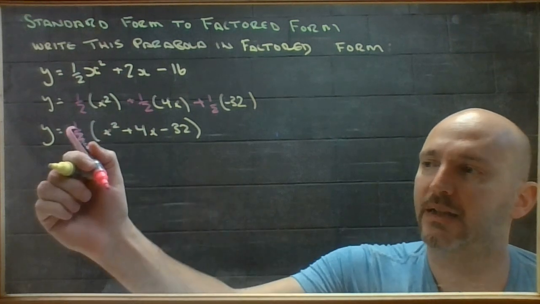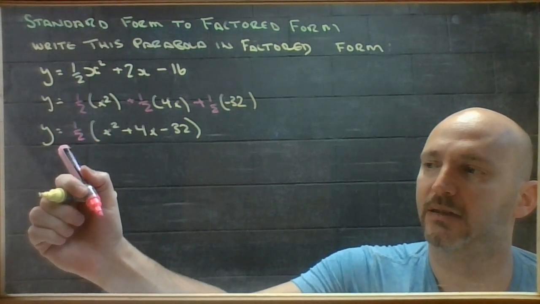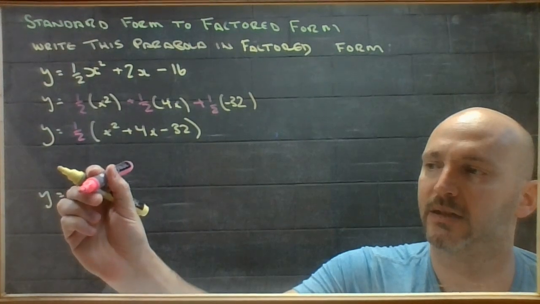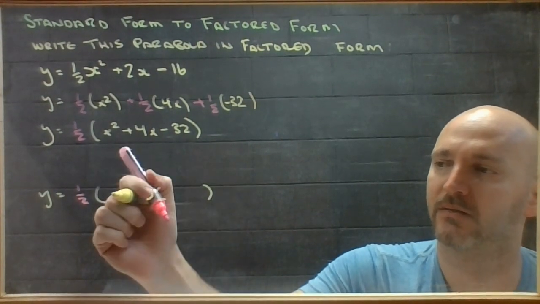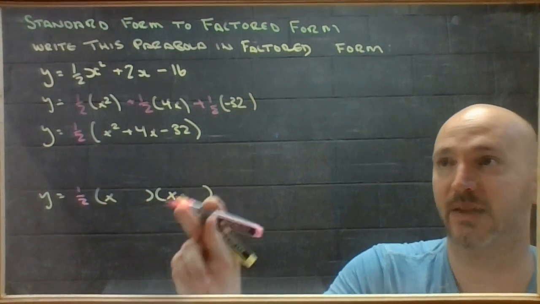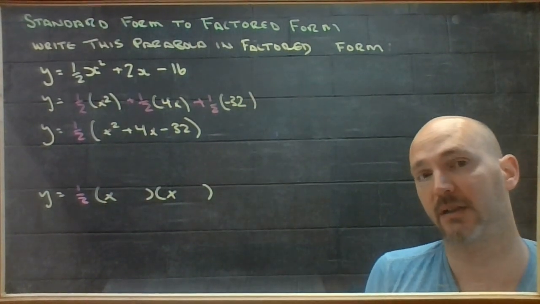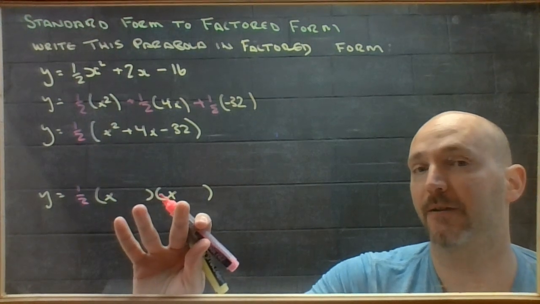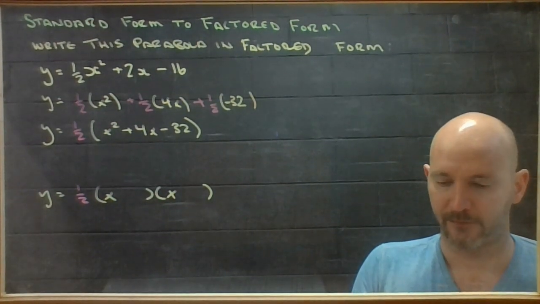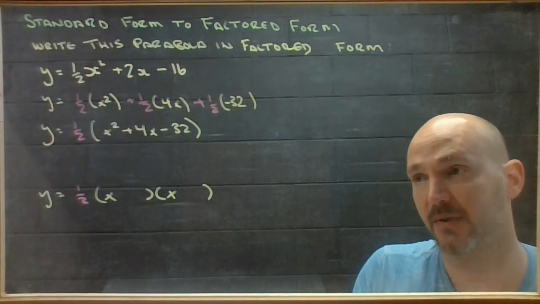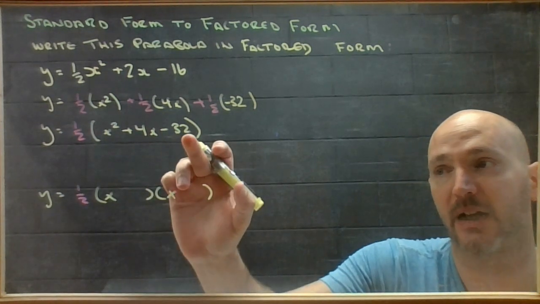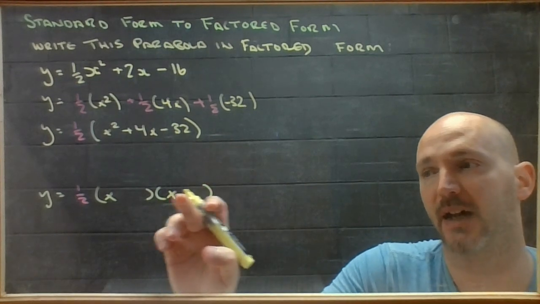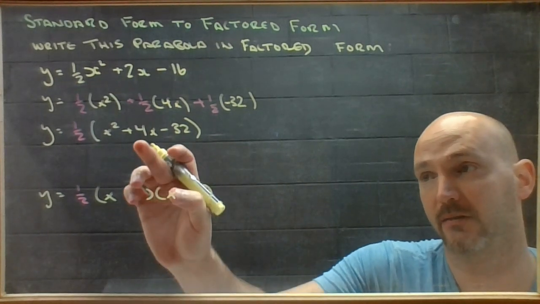Now I want to break this. I'm going to break it into 2 brackets like that. That's what factored forms look like. I'm going to need 2 numbers here. And if you can remember from the other examples, those numbers, whatever this is and this is, they have to multiply to negative 32, and they have to combine with adding to make 4.